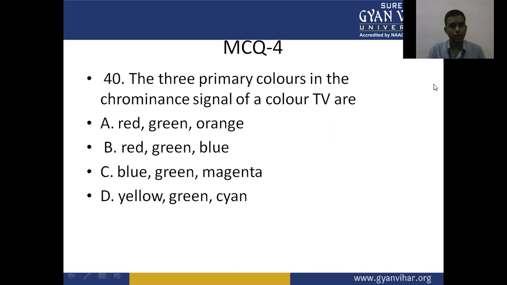Number 4, multiple choice question. The three primary colors in the dominance signal of a color TV signal are... In this lecture, we have studied the prominent signal, that is the signal Y. A, red, green, orange; B, red, green, blue; C, blue, green, magenta; D, yellow, green, cyan. So the correct answer in this case is red, green, blue, our prominence signal.